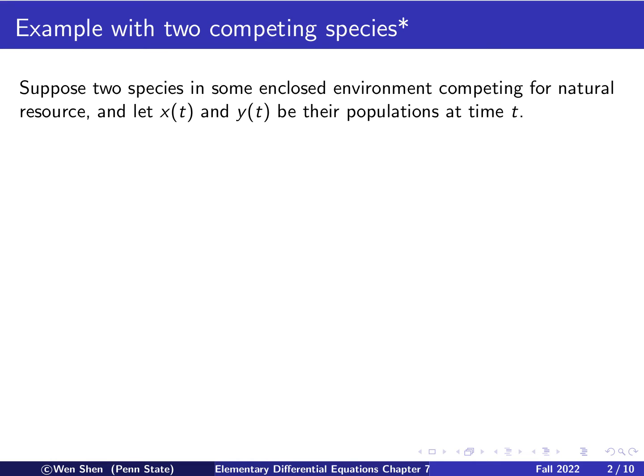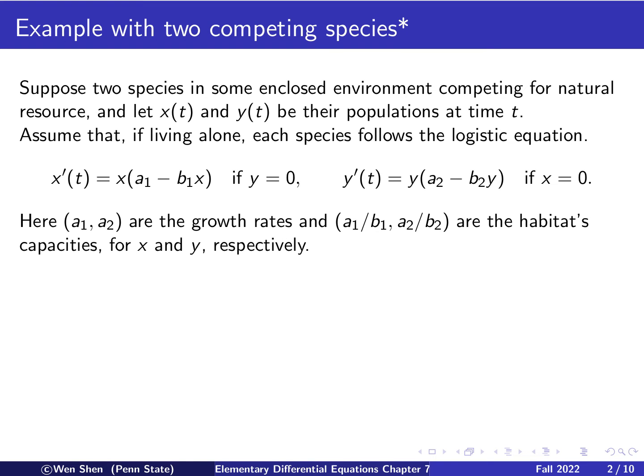Let's review the model for two competing species. So suppose now two species live in an enclosed environment and they're competing for natural resource. And now we let x and y be the population. We assume that if a species lives alone without the other one competing with it, then the population follows the logistic equation. This means the following.